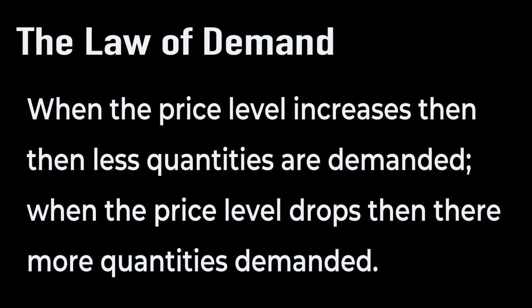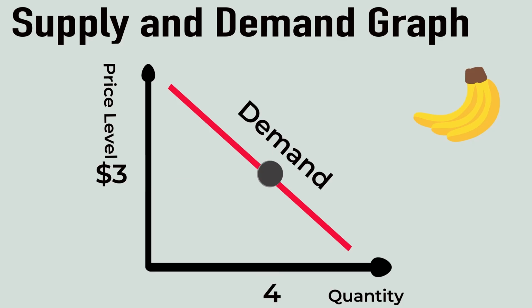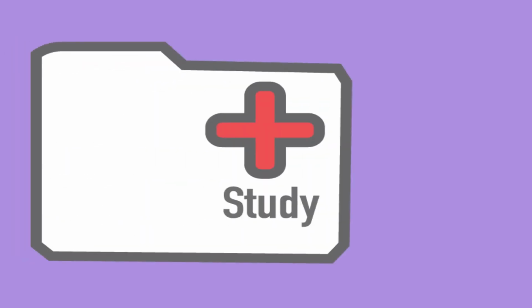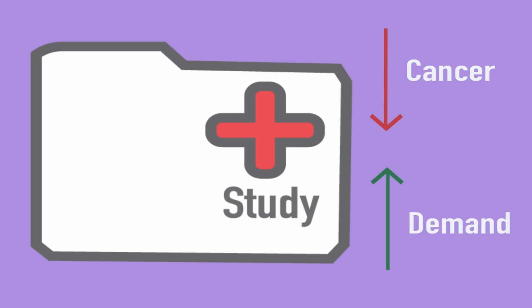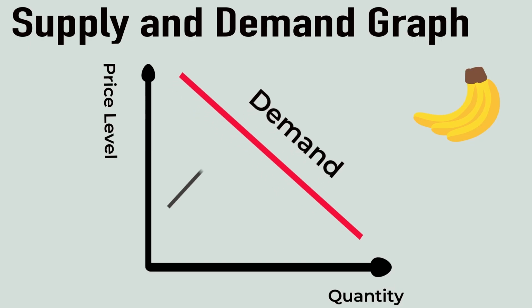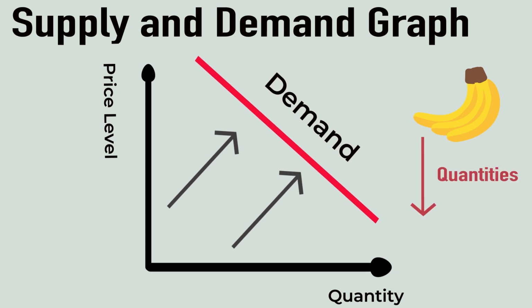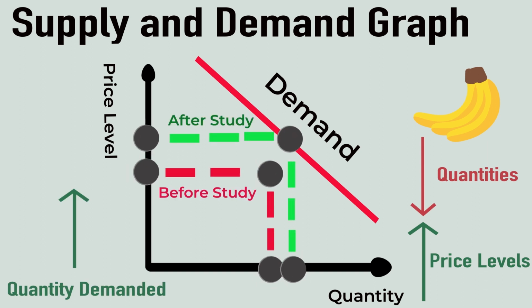But so far, we've only been moving along the curve itself. Let's say that this is the price of bananas today, but suddenly tomorrow a medical study comes out that states that eating a lot of bananas can prevent cancer. Well, naturally, demand for bananas increases. When this happens, the curve shifts up to the right. People are willing to buy bananas at lower quantities, but higher price levels. The quantity demanded of bananas has increased at every price level compared to the situation before the study.